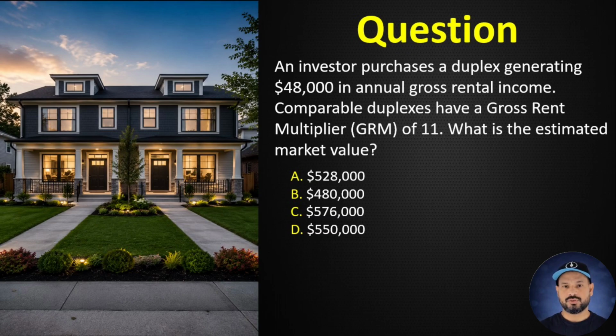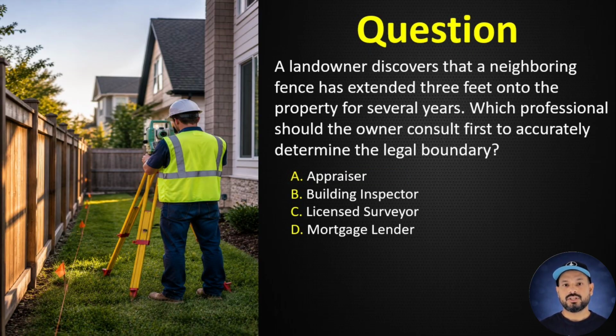Question number 22. An investor purchases a duplex generating $48,000 in annual gross rental income. Comparable duplexes have a gross rent multiplier, GRM, of 11. What is the estimated market value? A. $528,000. B. $480,000. C. $576,000. D. $550,000. Correct answer: A. $528,000. Estimated value equals gross income multiplied by the GRM: $48,000 times 11.